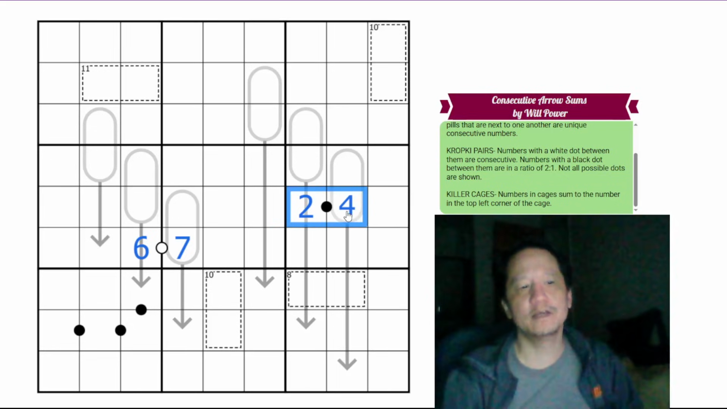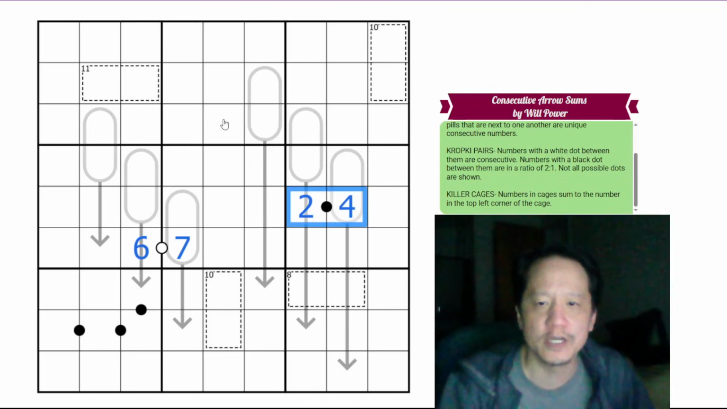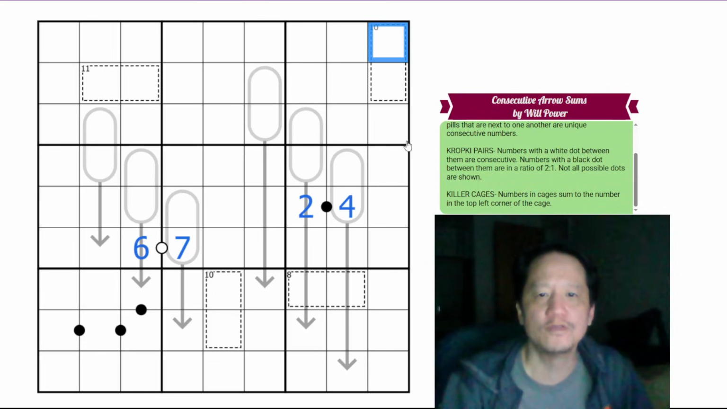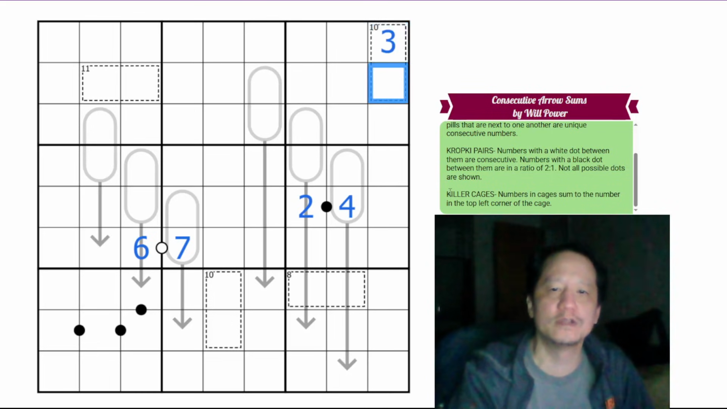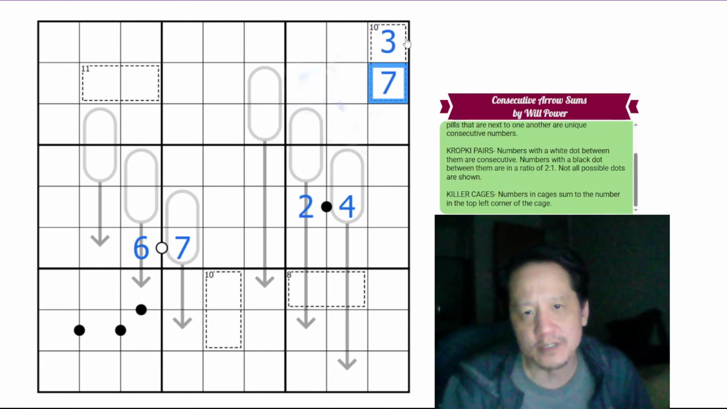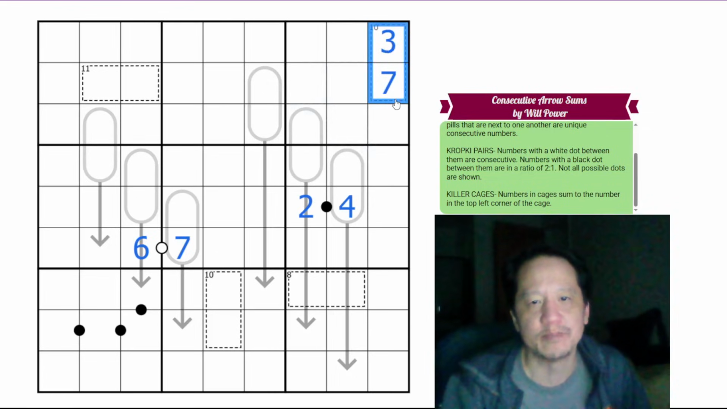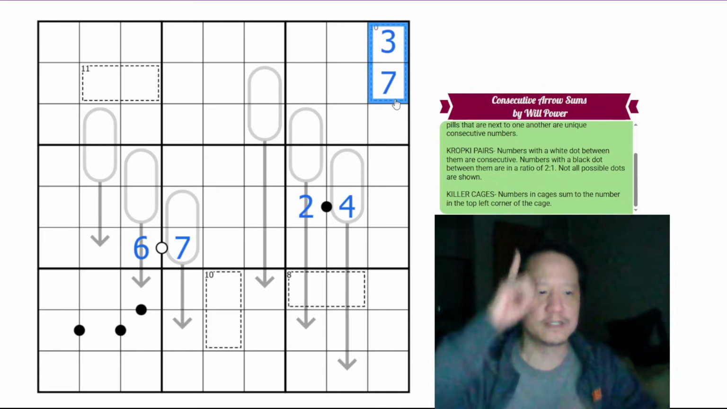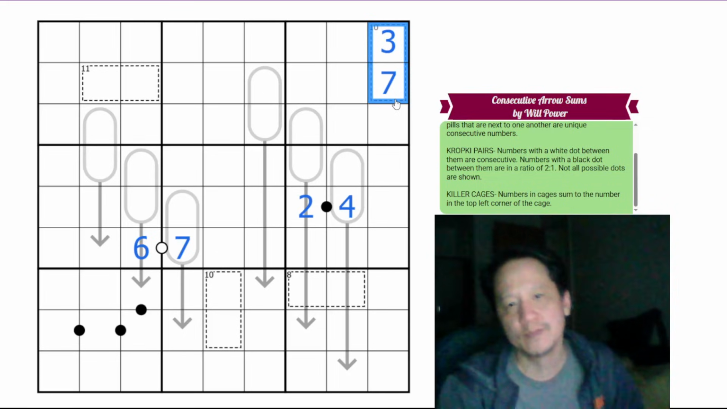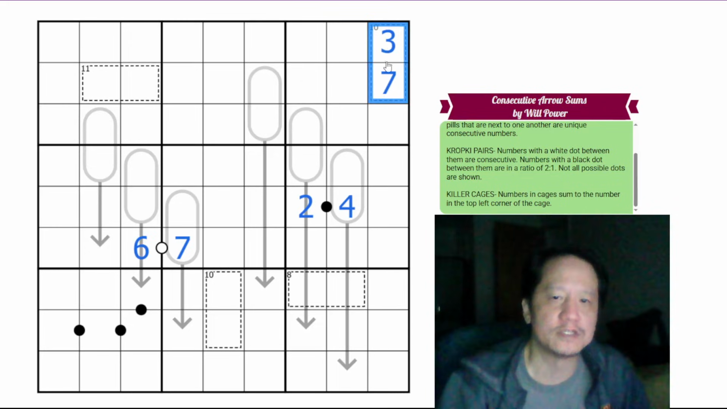And finally, we have killer cages, where numbers in cages sum to the number in the top left corner of the cage. So, for example, if this were, say, a 3, this would have to be 7, because these two digits must add up to 10, because they are in a cage which has 10 in the upper left-hand corner. And those are the only digits there, so that's why this would be 3 and 7. And those are all the rules.